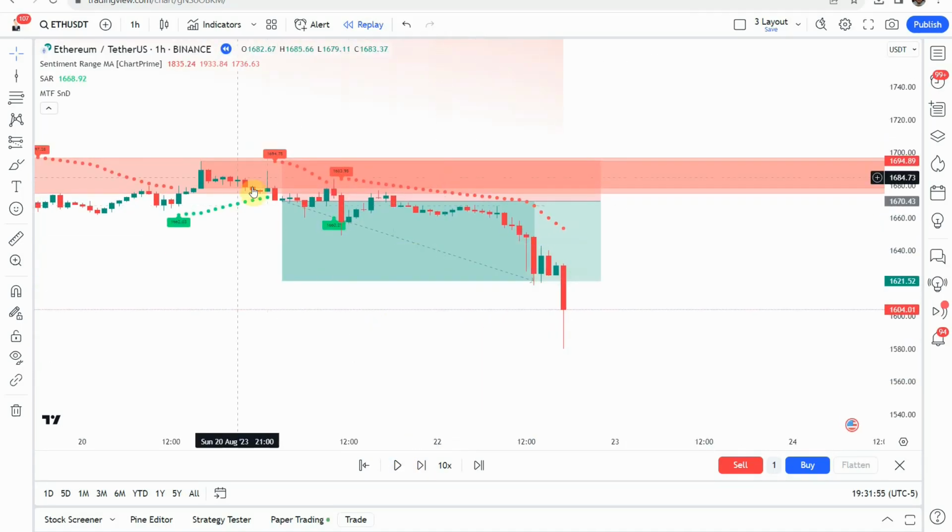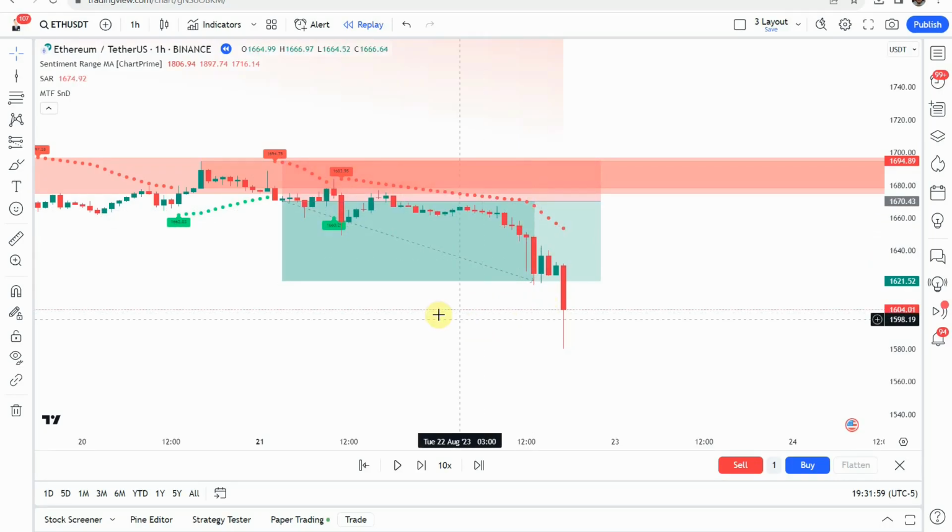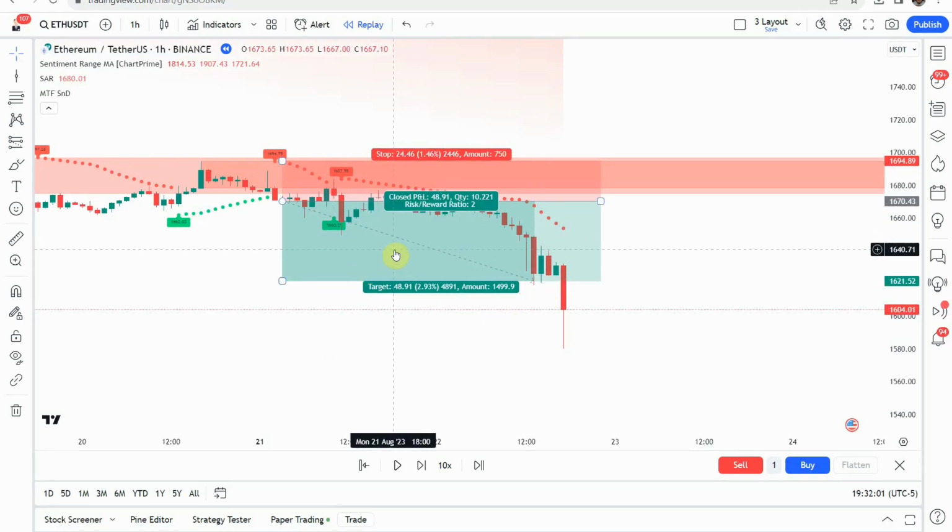Okay, so you see that price just kind of bounces along for a while and then eventually makes that spike to the downside, which would have gotten us to our take profit. Let's go ahead and look at a long trade.